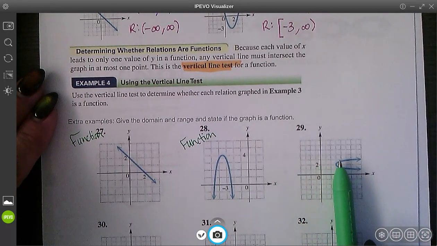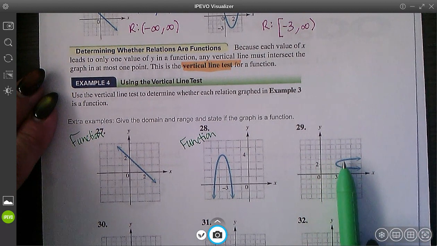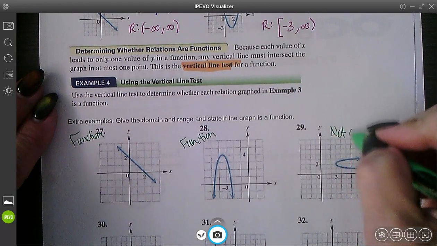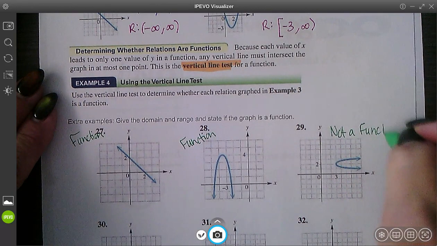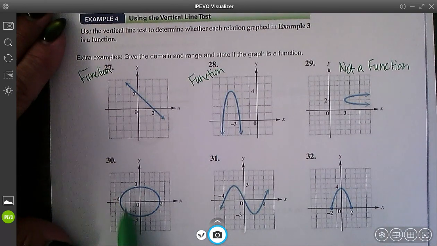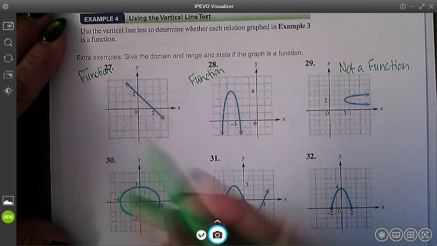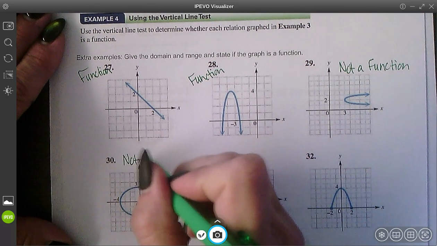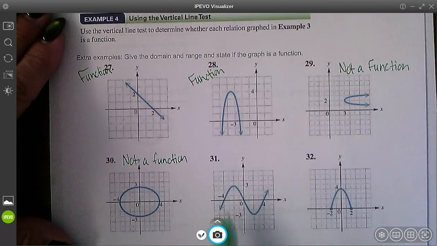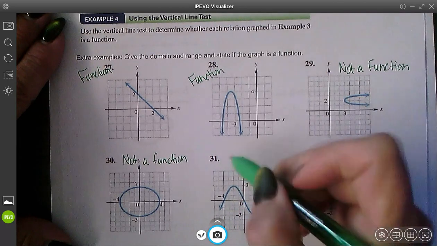29. If I draw a vertical line right here, notice that it crosses through the graph two places. So this one is not a function. 30. Again, if I draw a vertical line, it's going to cross that graph more than one time. So this one is not a function. 31. Vertical lines only cross this graph one time. So this one's a function.